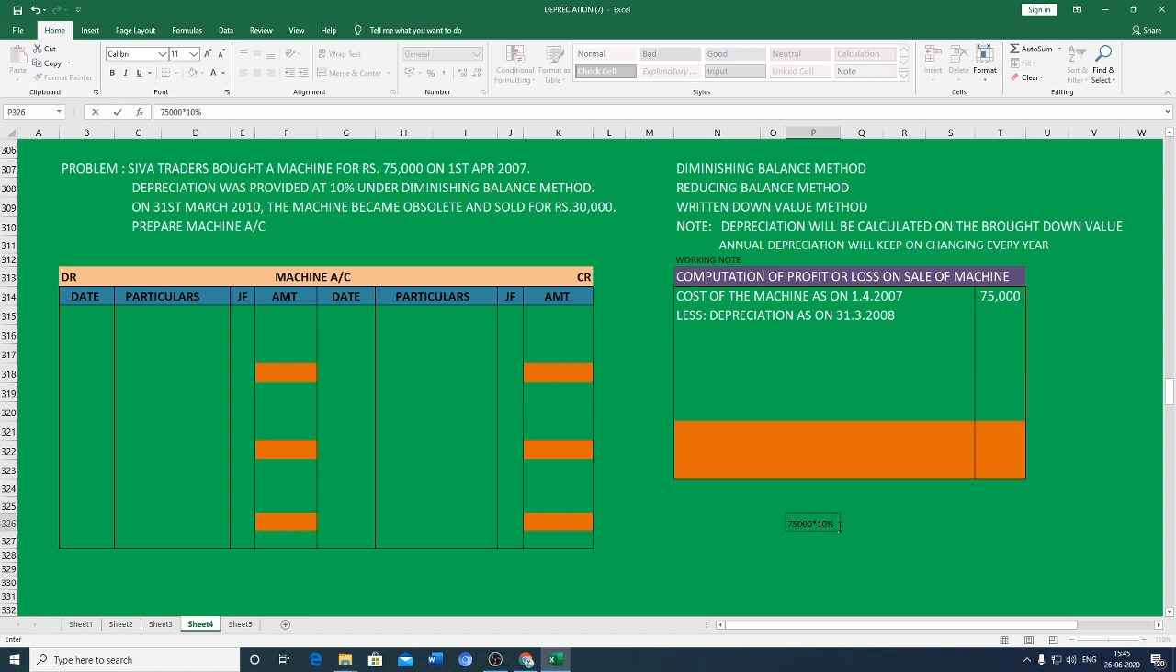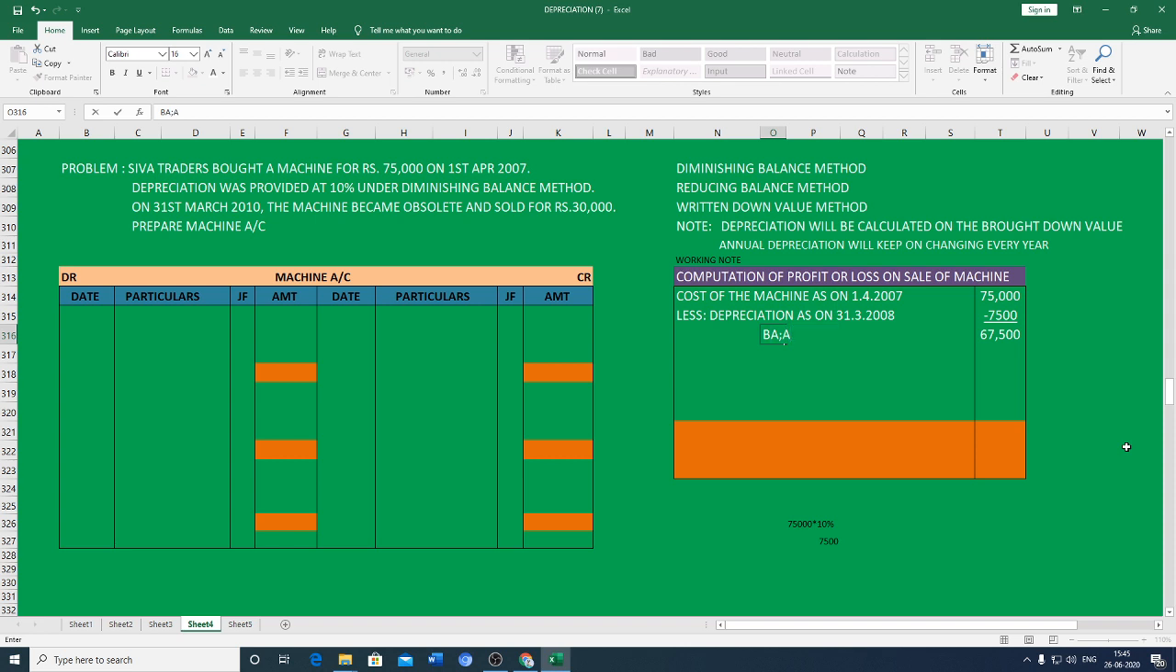We should calculate what? 10%. 10% gives you what? 7,500. That will be posted here. Simple thing. So 7,500 is our depreciation. Deduct that amount. The balance is 67,500, which will be shown as follows.